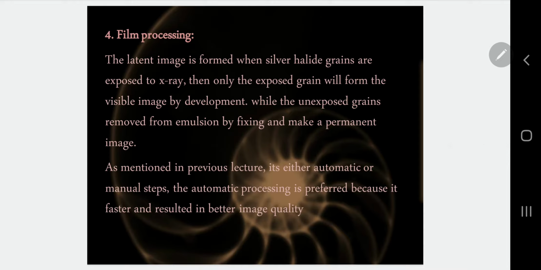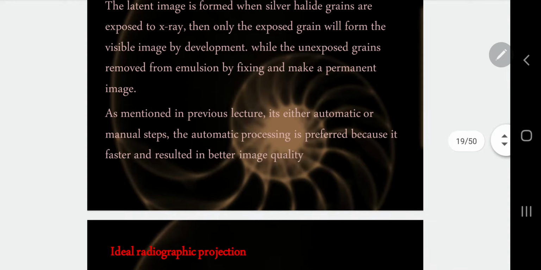Film processing. The latent image is formed when silver halide grains are exposed to X-ray. Then only the exposed grains will form the visible image by development, while the unexposed grains are removed from the emulsion by fixing, making a permanent image. As mentioned in previous lectures, it's either automatic or manual steps. The automatic processing is preferred because it's faster and the result is better image quality.